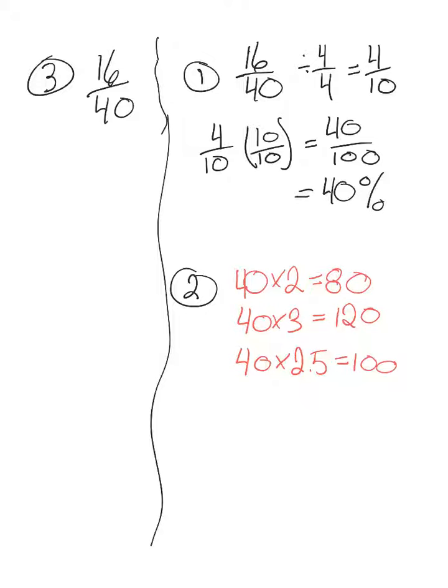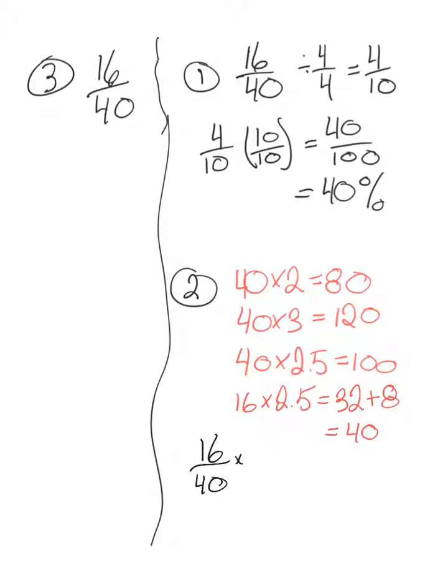So now we need to do that same with the 16. 16 times 2.5 would be 16 times 2, which equals 32, plus half of 16, which equals 8, equals 40. So therefore 16/40ths times 2.5 over 2.5 equals 40/100ths, or 40%.